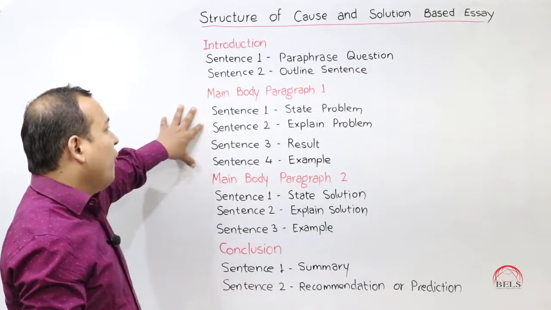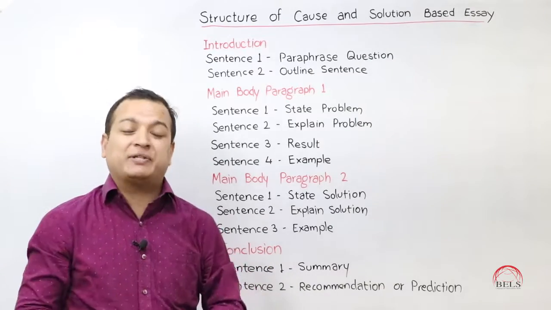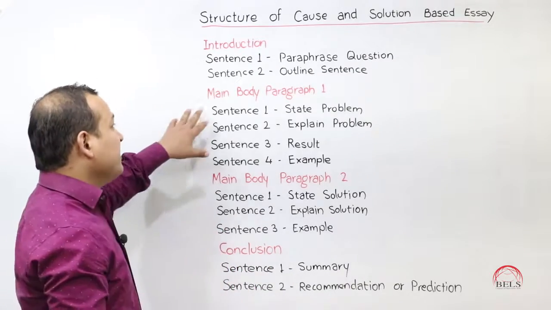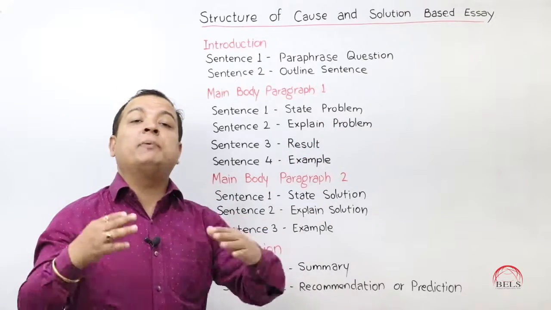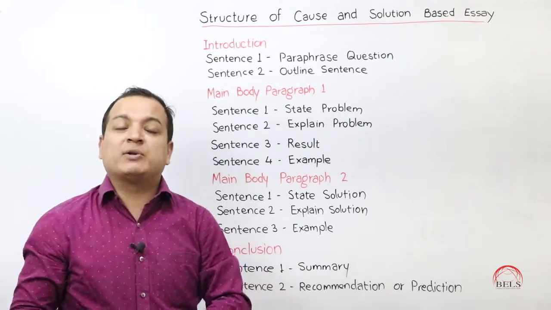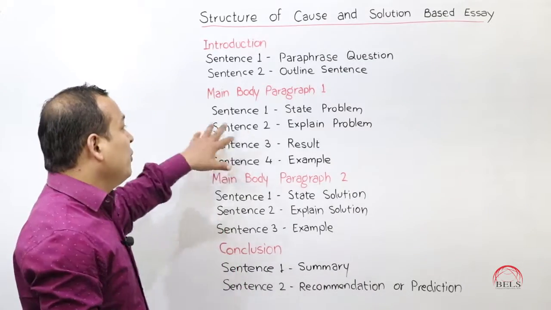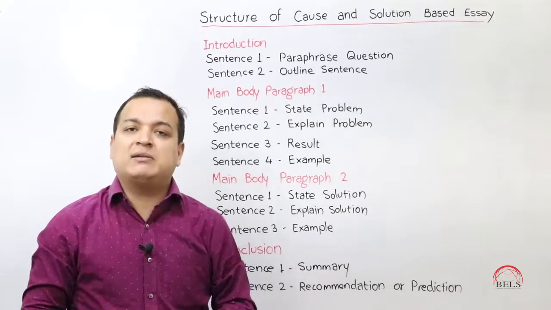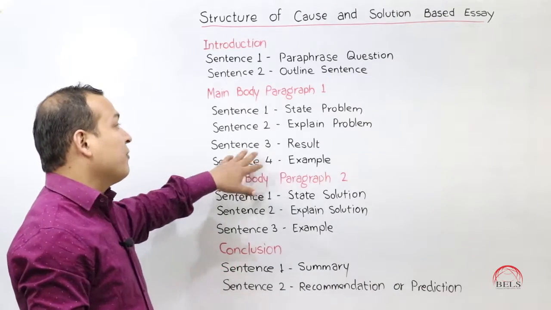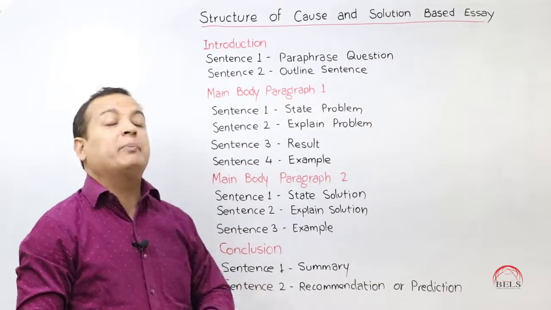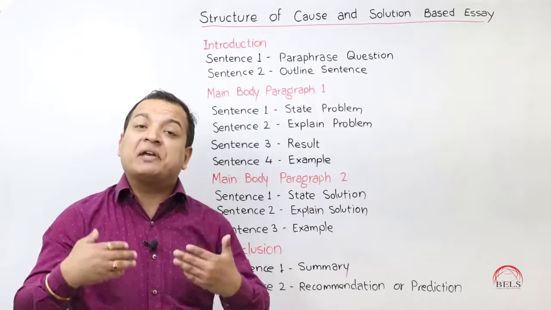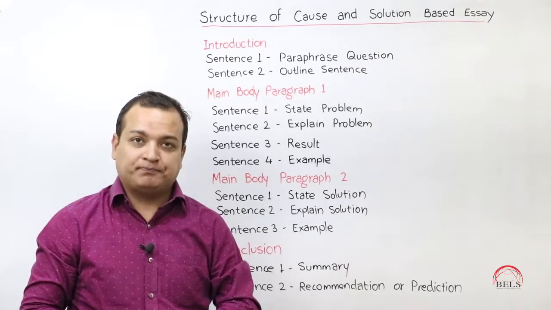Now, there are 4 sentences you have to use in body paragraph 1. The first sentence will state the problem. You're writing the points. You can say the primary cause of this is, and write down the cause of that. You will explain the cause in detail. Then you will be giving the result of that. And the 4th sentence will be an example. That means you will be giving an example to support it in a better way.